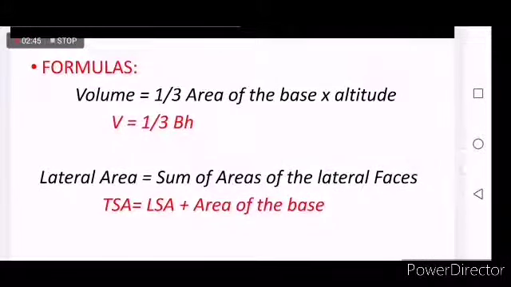We have the volume. If the formula for the prism is base times height, well, whenever you compute the volume of a pyramid, it's just 1/3 base times height. Now, the lateral area is the area of the base plus all the lateral surface areas. So, ganun lang din, no?